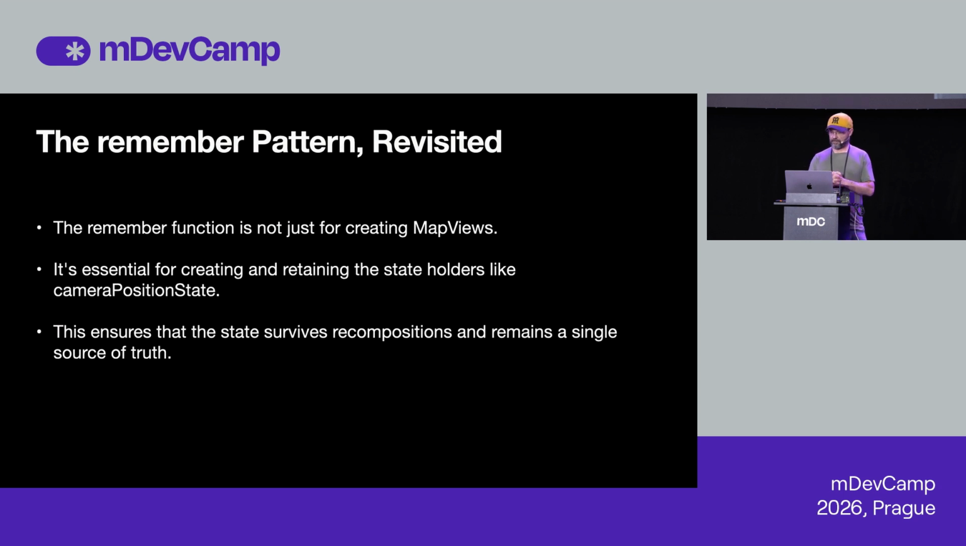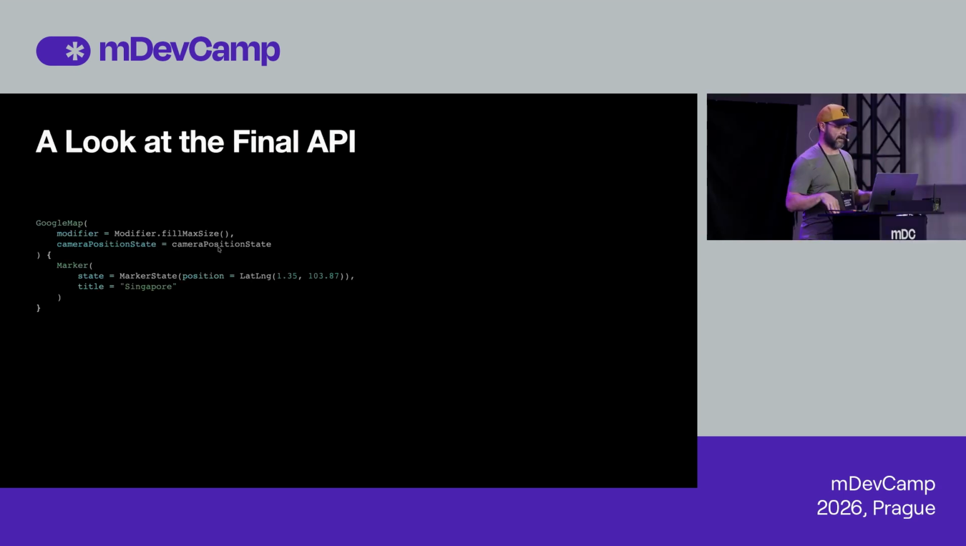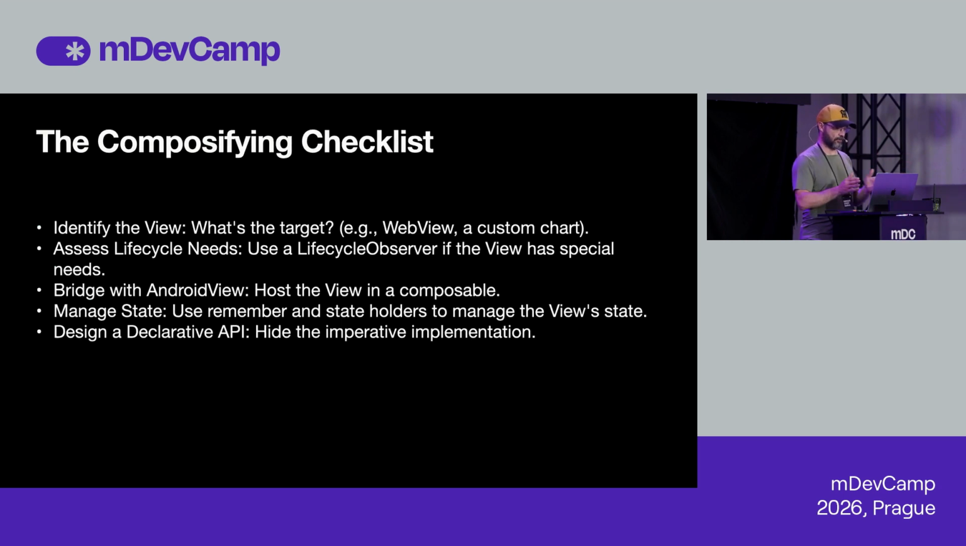Now, the remember pattern is not just for creating map views, but is essential. For example, the width or the color. This is the standard modifier for Compose. We could have a camera position state, which is a parameter of Google Maps. And inside the content lambda, we could just add a marker or a polyline or whatever we want.